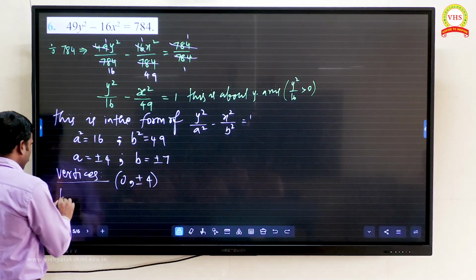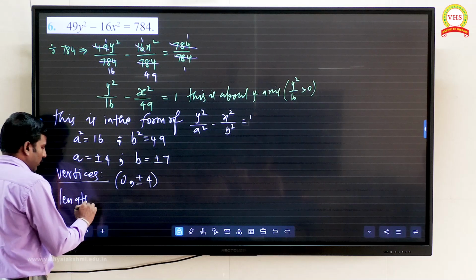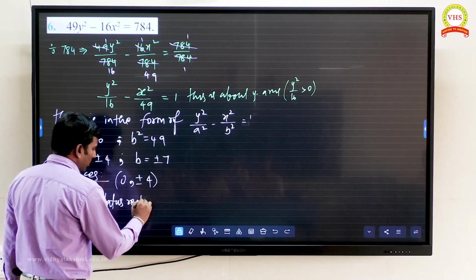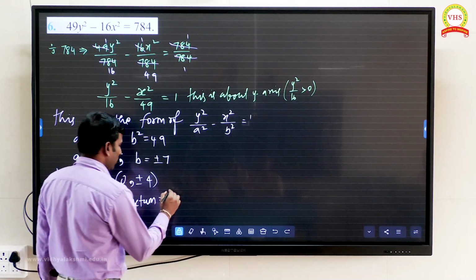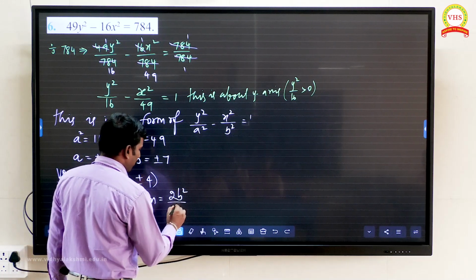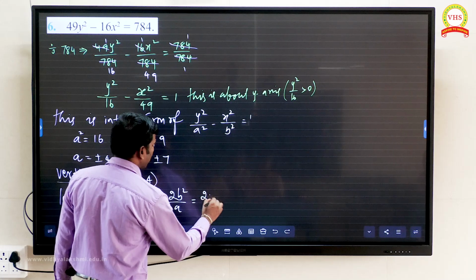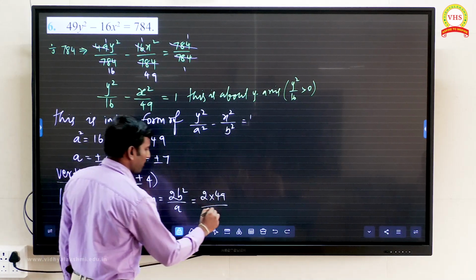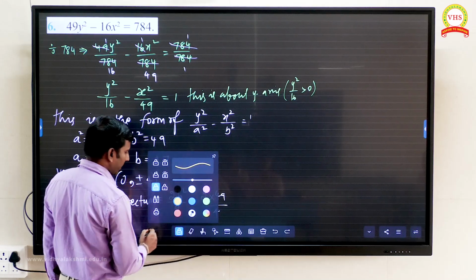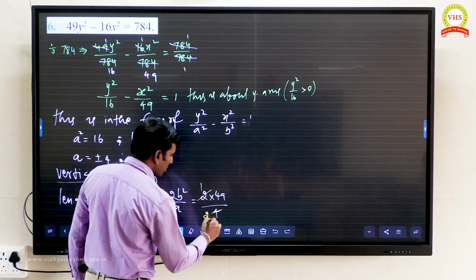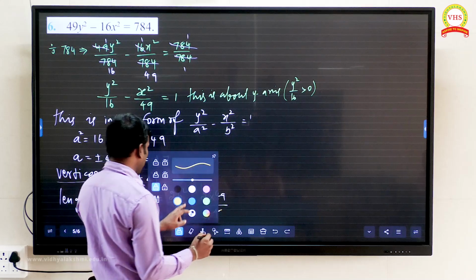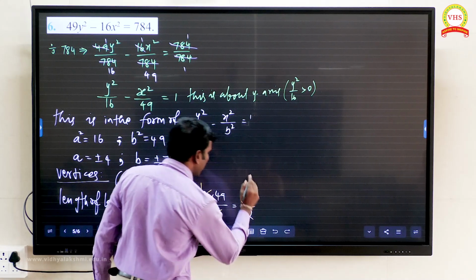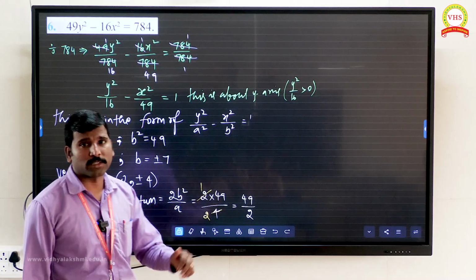And length of latus rectum. Length of latus rectum equal to 2b square divided by a, which equals 2 times b square, 49, divided by a value, 4. So we can cancel this, right? 1 time, how many times? 2 times. 2 and 49 not possible to cancel. Then leave it as it is. So I am getting 49 divided by 2 as our required length of latus rectum.